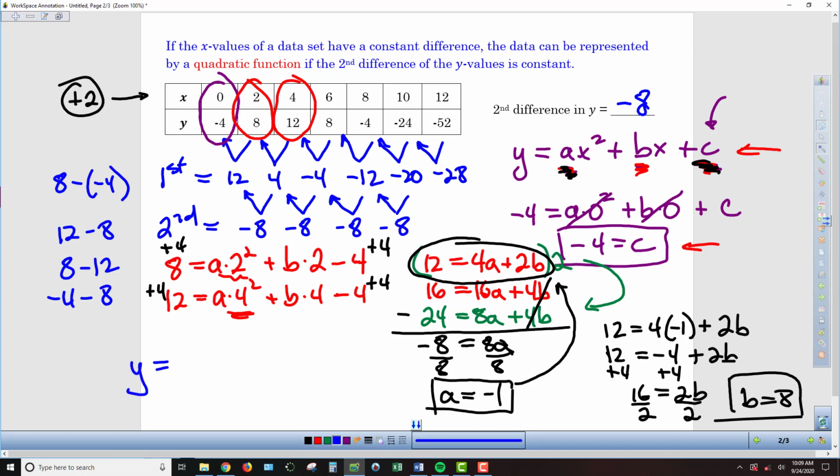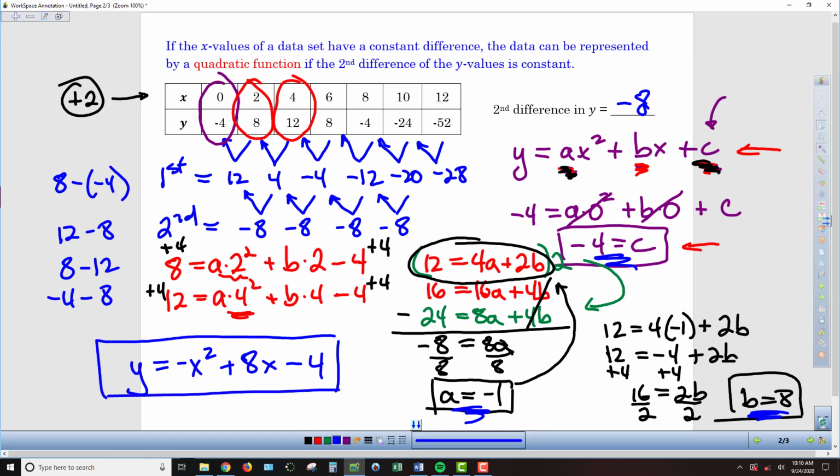Y equals, a was -1, so that's going to be -1x squared, or just -x squared. B we just found was 8, so it's going to be plus 8x. And then finally I can replace c with this -4. And so here is our equation for that table of values. If we have any doubts as to whether or not that's correct, we can always take any one of these points and verify that they work. Maybe I can jump to this one, I could plug in 6 for x, and then I'd see that my result would equal 8, which is what it should be.